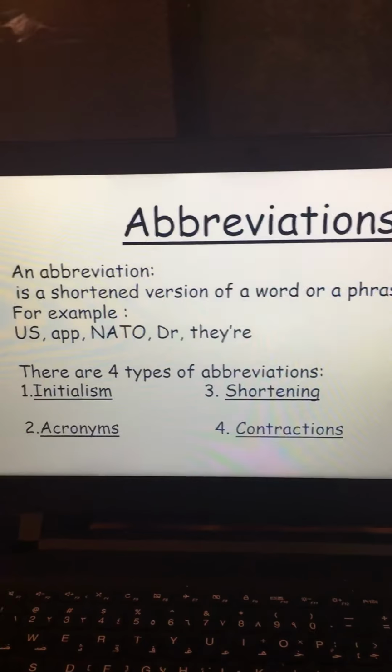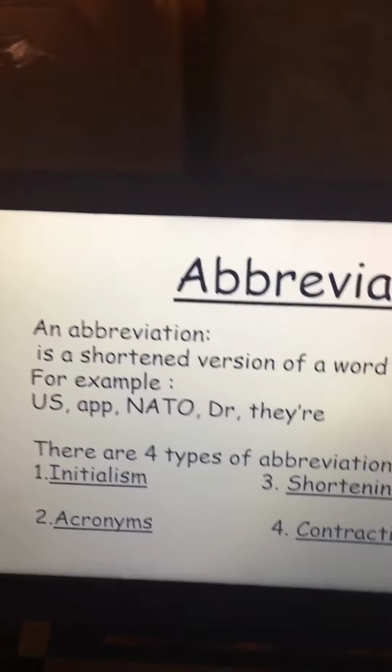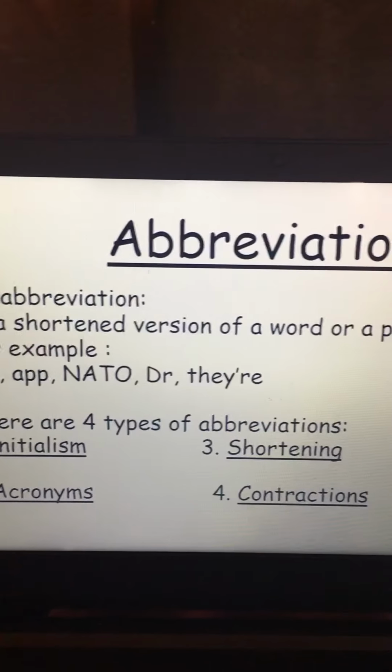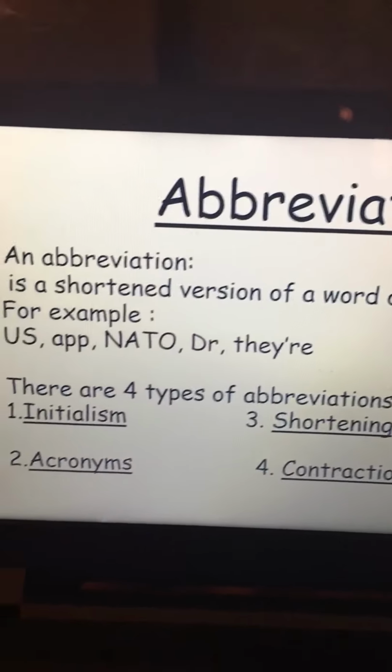Today we are doing an English grammar lesson about abbreviations. What do we mean by abbreviations? An abbreviation is a shortened version of a word or a phrase. Look at the examples below: US, app, NATO, doctor, there.